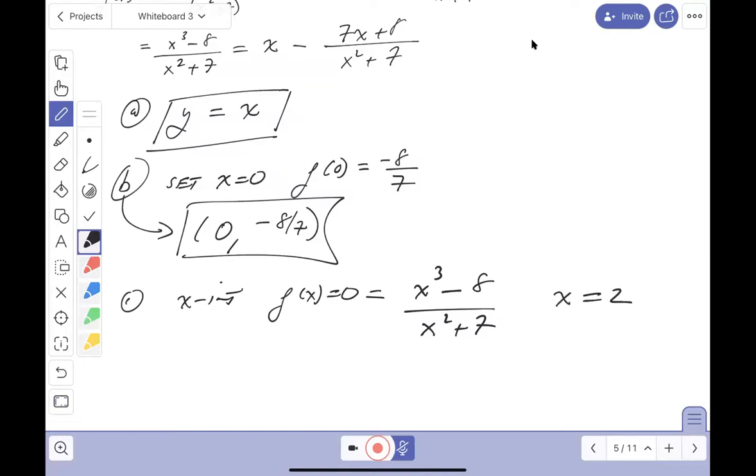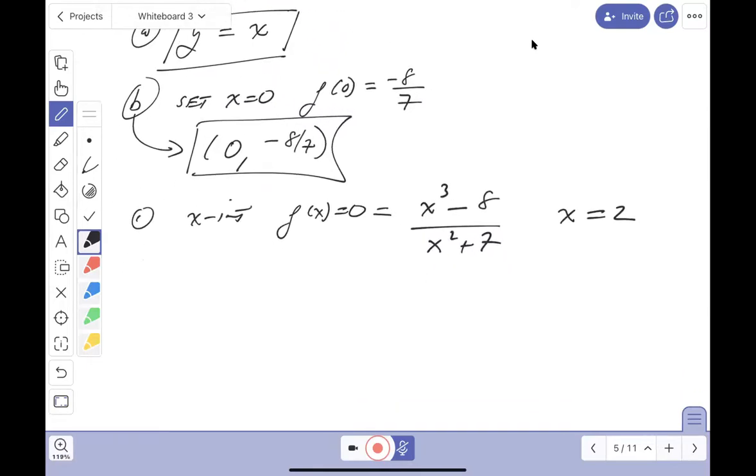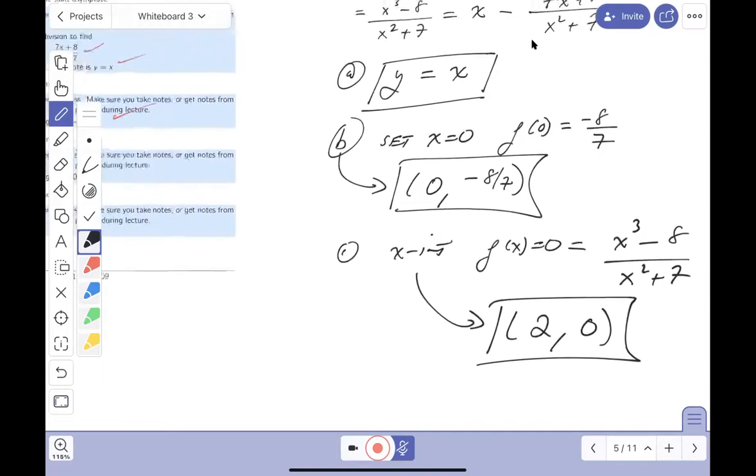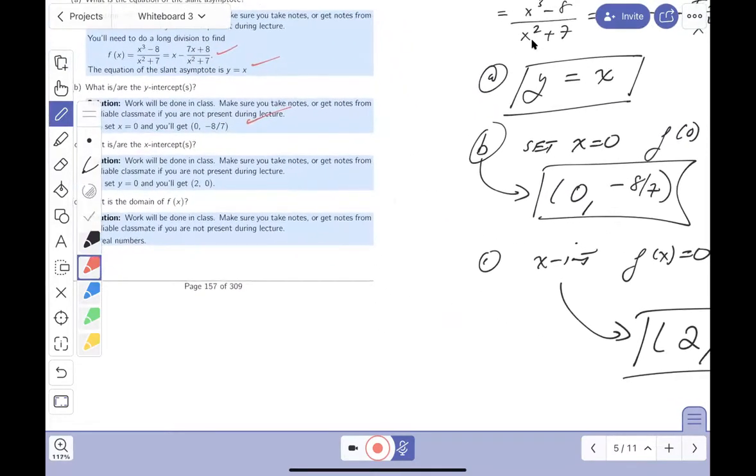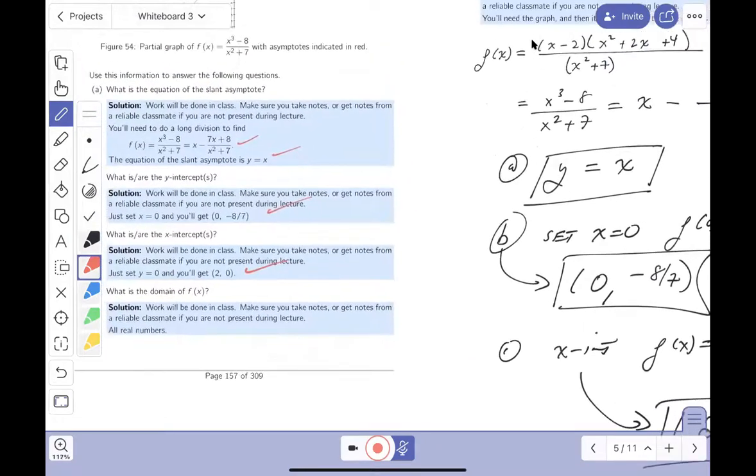Why is that? 2 cubed is 8, and 8 minus 8 is 0, provided the bottom is not simultaneously 0, which it is not. So I found my x-intercept. It's fairly simple. It's going to be 2 for the x, 0 for the y. All right. Let me go back and see if I got that right. Bingo. You know what? I'm going to look at the graph and see if my graph is giving me this stuff over here.